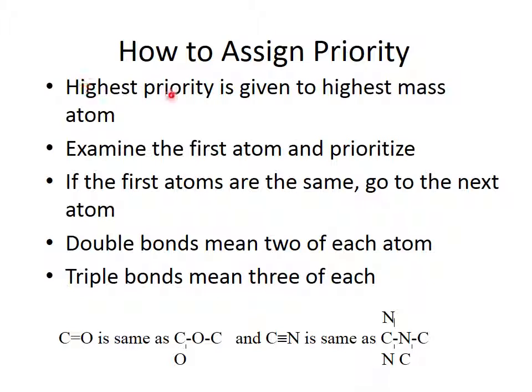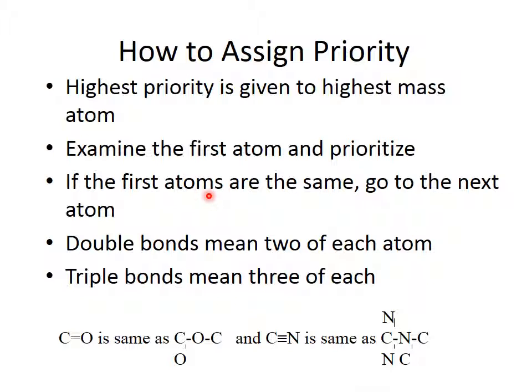These rules are called the Cahn, Ingold, Prelog rules, and basically it's as simple as giving the highest mass atom the highest priority. So you look at the first atom attached to a chiral carbon or a chiral center, and you say which is the highest mass atom. The one that's highest mass we give number 1 priority to. The lowest mass one we give the 4 priority to. And it's that simple. But the thing is that sometimes the first atoms attached are the same.